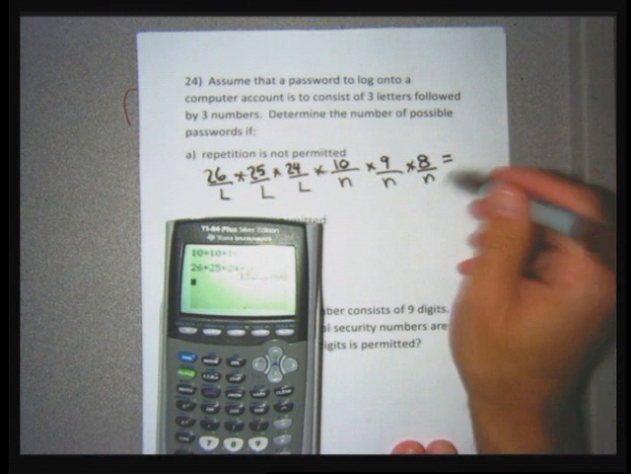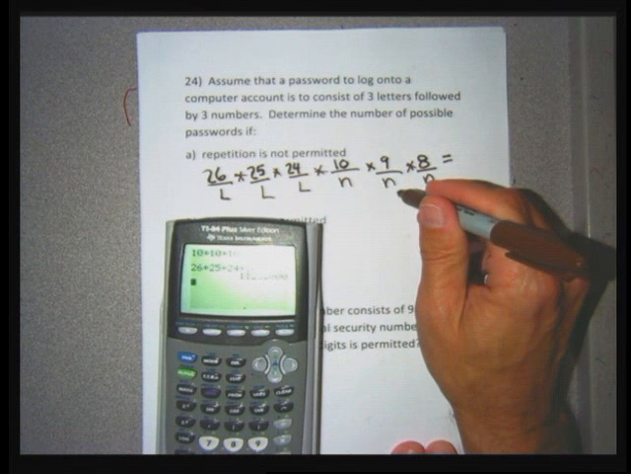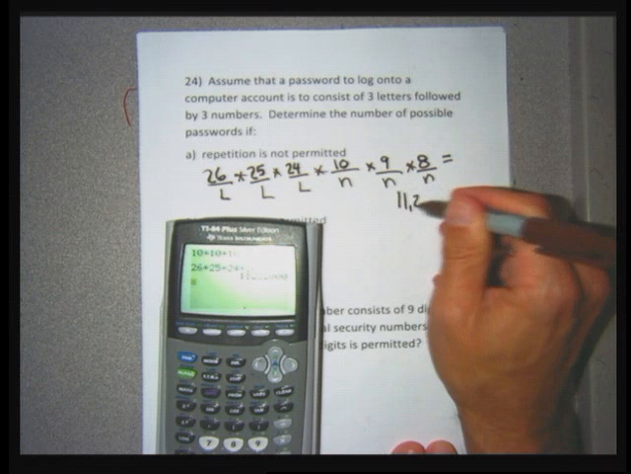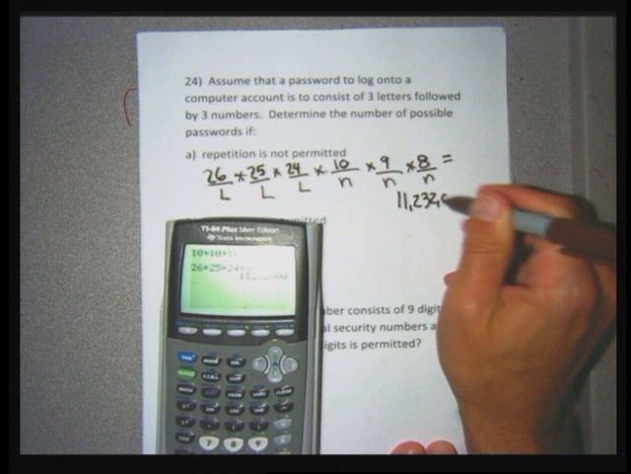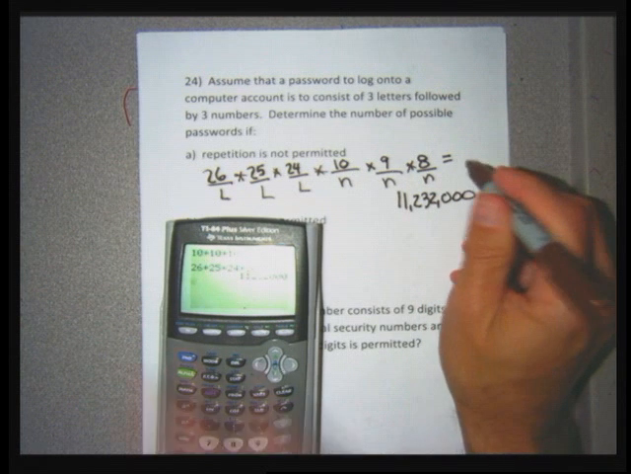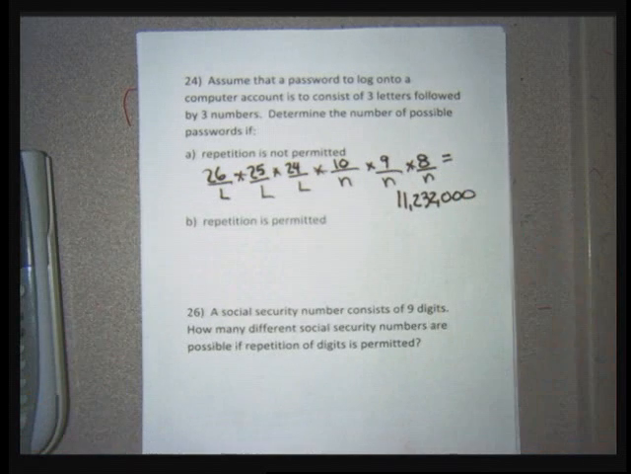My calculator says how many passwords like this are possible. It's 11,232,000 passwords are possible if you're not allowed to repeat letters and you're not allowed to repeat numbers.